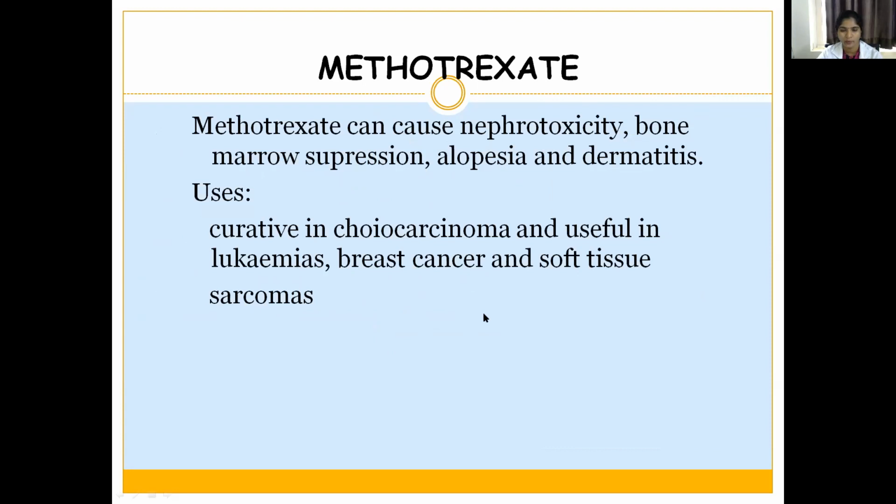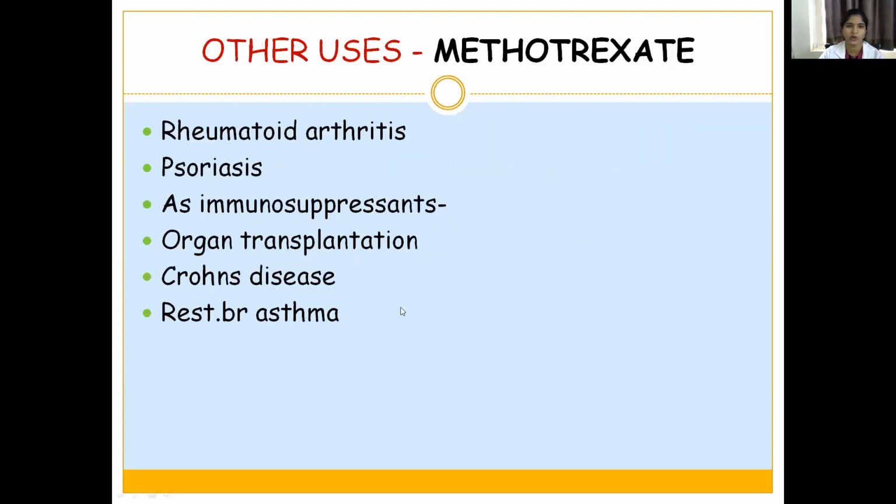Like that, there are so many indications for methotrexate. It is curative in choriocarcinoma and useful in leukemias, breast cancer and soft tissue sarcomas, and also used in rheumatoid arthritis. It decreases inflammation because it is an anti-inflammatory agent. It is also used in psoriasis, and as an immunosuppressant it is used in organ transplantation, Crohn's disease, and bronchial asthma.